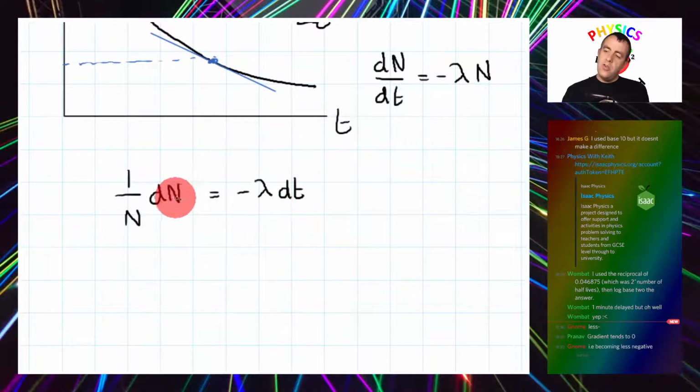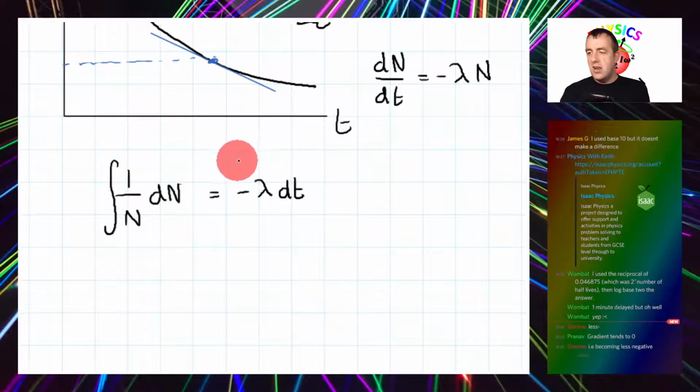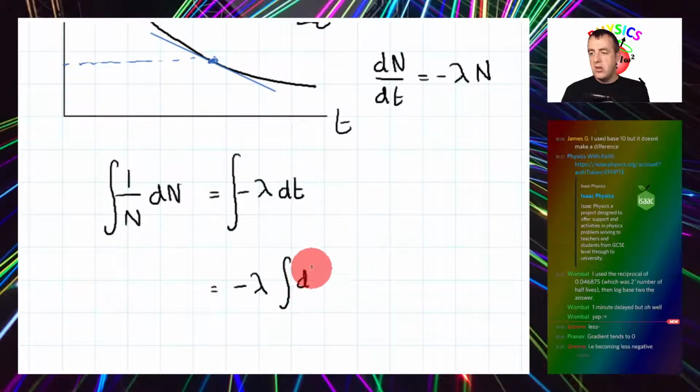And the next thing you do is you see this is a tiny interval of n, and this is a tiny interval of t. So I can add up all those tiny intervals. I can perform a sum, a special sort of sum called an integration. And it's summing a continuous change.